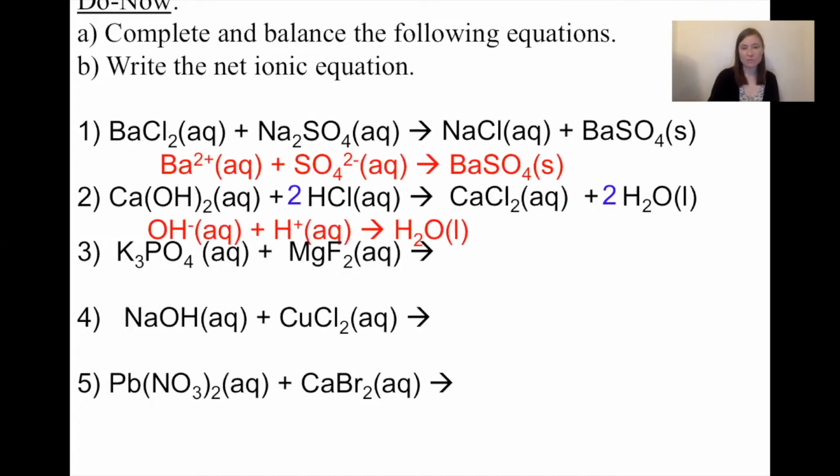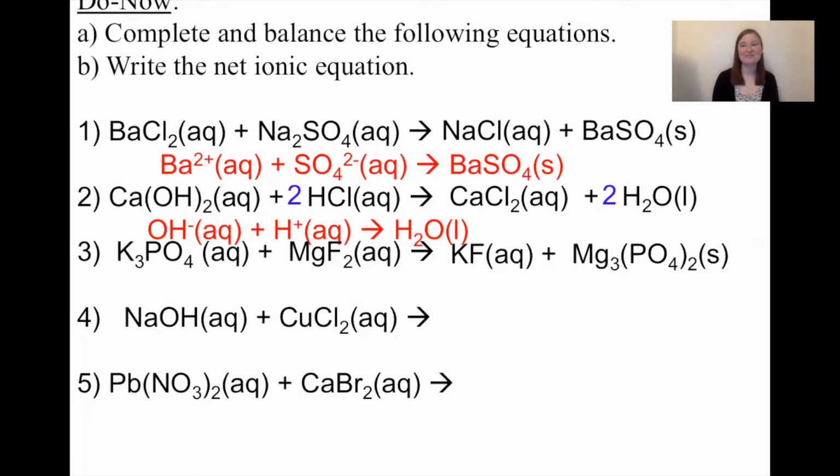For the third reaction, we're going to form potassium fluoride and magnesium phosphate. And again, group 1 ions are always soluble, so magnesium phosphate must be insoluble, right? And the potassium and the fluoride don't actually form a bond in the products. They're both just separate ions floating through the solution. So the net ionic equation is forming magnesium phosphate.